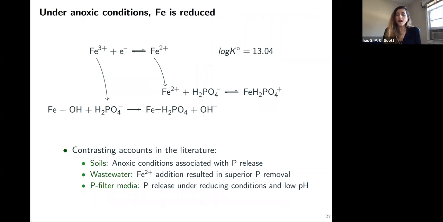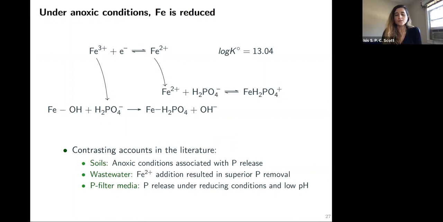Okay, so specifically for iron, under anoxic conditions, iron is reduced as it is used as an electron acceptor. We know that both iron 3+ as well as iron 2+ can react with phosphate through different mechanisms. So we hypothesized that despite the reductive dissolution of iron 3, we would not have much loss of phosphorus because the iron 2+ reaction with phosphate would offset part of that loss. But still, we had contrasting accounts in the literature regarding anoxic conditions and phosphorus release.